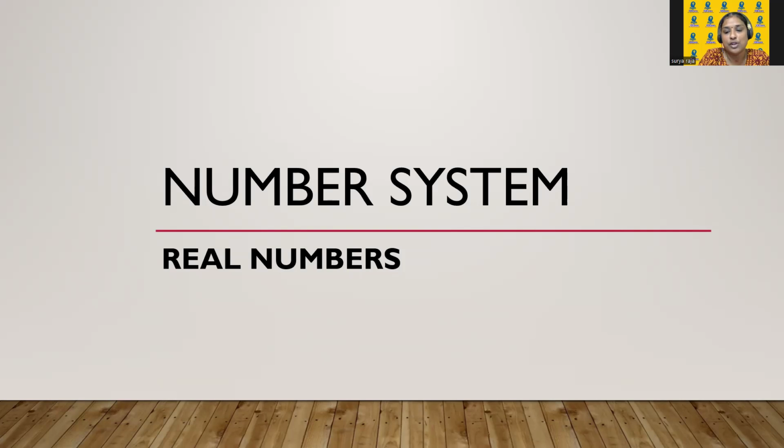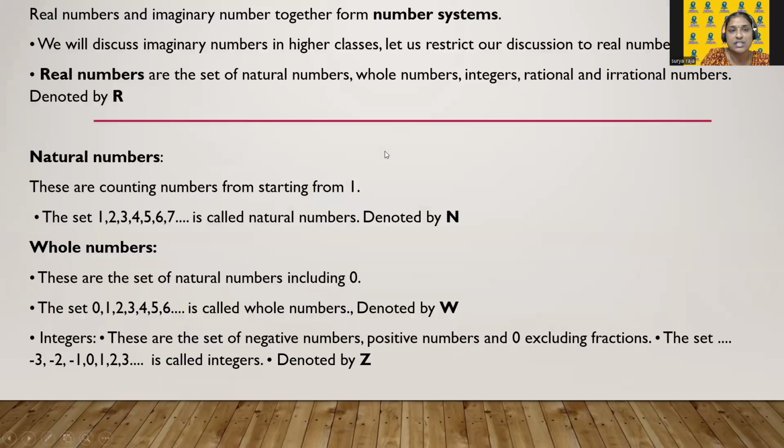As I told you, natural numbers start from 1, whereas whole numbers start from 0. We use letters to denote them. As shown here, natural numbers starting from 1 we denote by N, and whole numbers starting from 0 we denote by W.